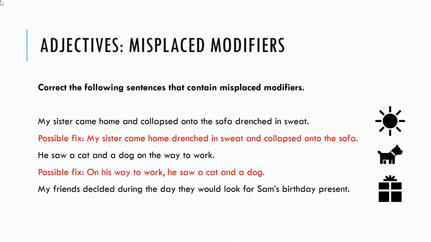He saw a cat and a dog on the way to work. This sentence makes it unclear whether he saw a cat and a dog while he was on his way to work, or whether the cat and the dog themselves were on their way to work. Since the latter does not make much sense, this can be clarified as, on his way to work he saw a cat and a dog.